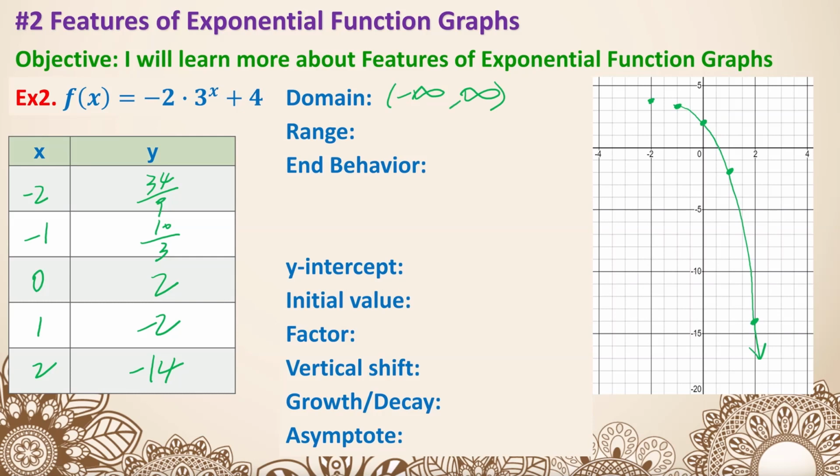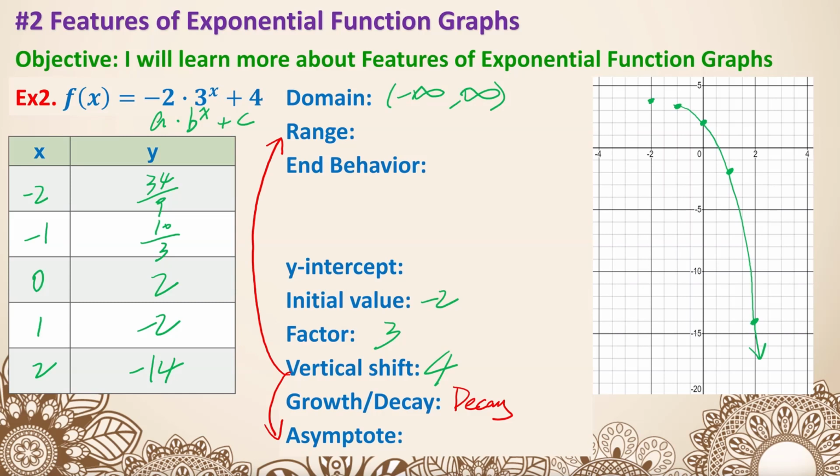Then let's identify the initial value, factor, and vertical shift. A times b to the x power plus c. So initial value is negative 2, factor is 3, and vertical shift is 4. Okay, now that we have written those down, from the graph you can clearly see it's going down. So it's decay.